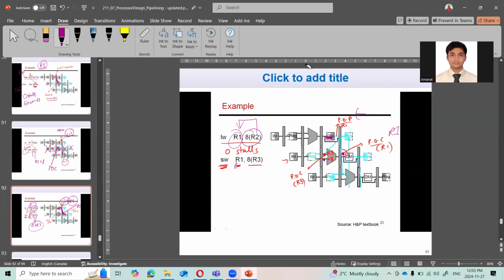But what if it was R3 here? Like, what if this was R1? Do we need a stall? Yes. If this was R1, then I would need it in the ALU, R1 plus 8. I would need to do this in the ALU, right here. I would need it here, and then I cannot go back in time. So if this was R1, I would need one stall.